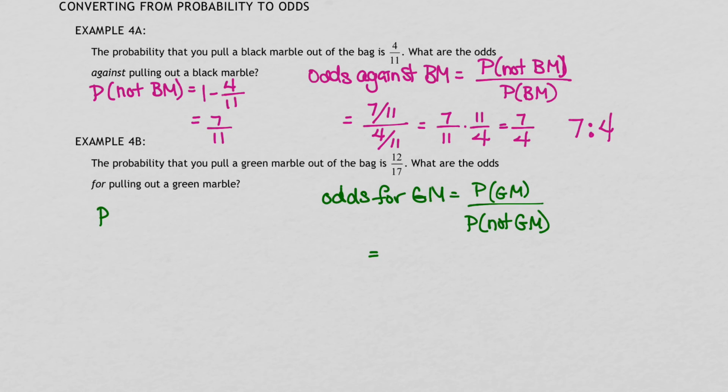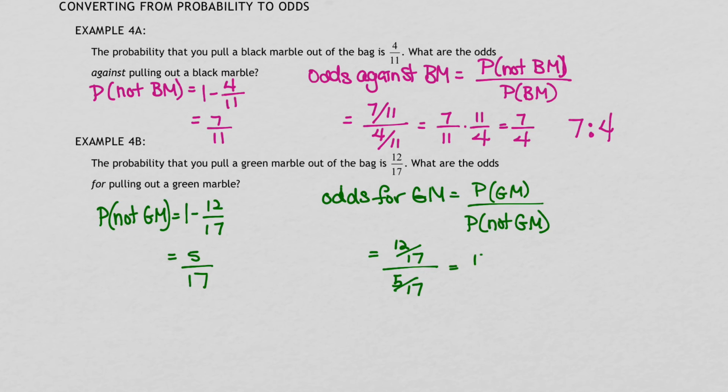So we've got the probability of pulling out a green marble. What about not? We'll do 1 minus 12/17. That's 17/17 minus 12/17. 17 minus 12 is 5/17. So we'll put 12/17 over 5/17. Flip and multiply gives us 12 over 5, which is the odds are 12 to 5 for pulling out a green marble.